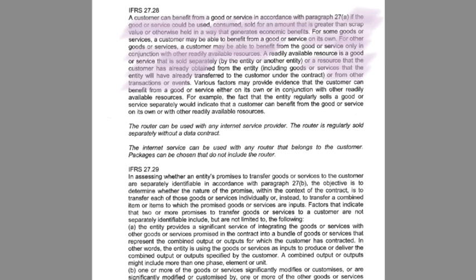So in this specific question, if we now apply a bit of the theory, the router can be used with any internet service provider. The router is sold separately without having to enter into a data contract, and the internet service can be used with any router. So the customer might have gotten a router from a different provider, okay? Because there are packages from TellMeMore that exclude the router.